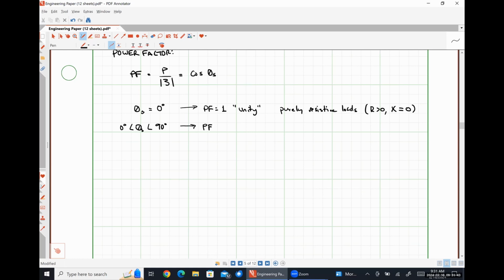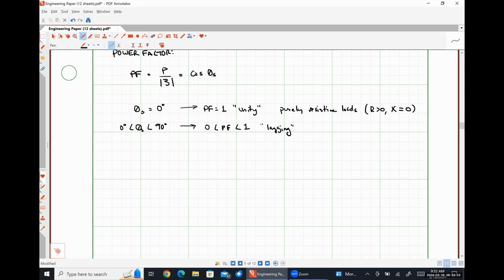So effectively, we're talking about theta S having a positive value. In this case, our power factor will be between, so we can put it as 0 is less than our power factor is less than 1. And this is what's called a lagging power factor. It's called a lagging power factor because our current is lagging our voltage.